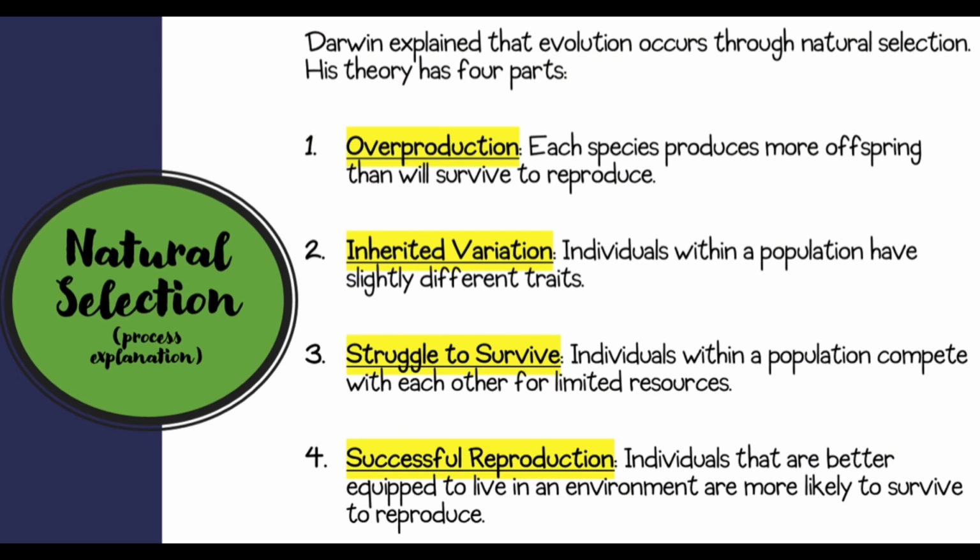Number 3, struggle to survive. Individuals within a population compete with each other for limited resources. Number 4, successful reproduction. It's individuals that are better equipped to live in an environment are more likely to survive to reproduce.